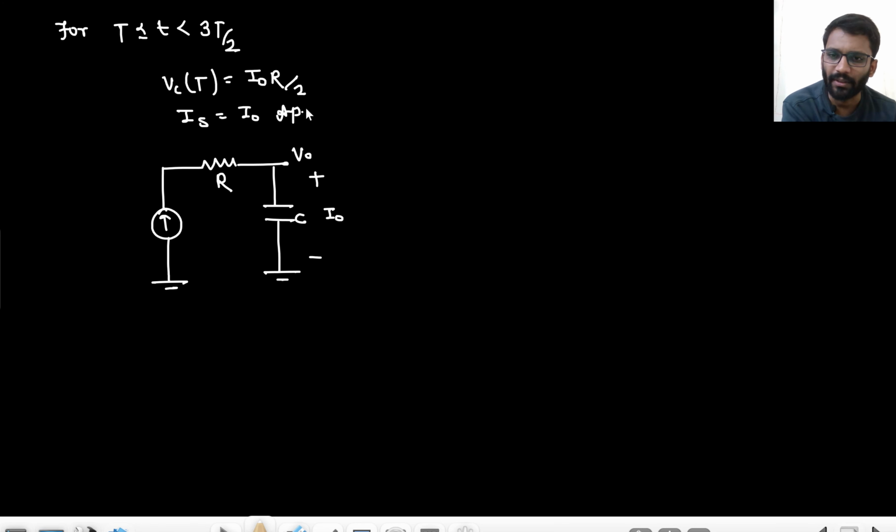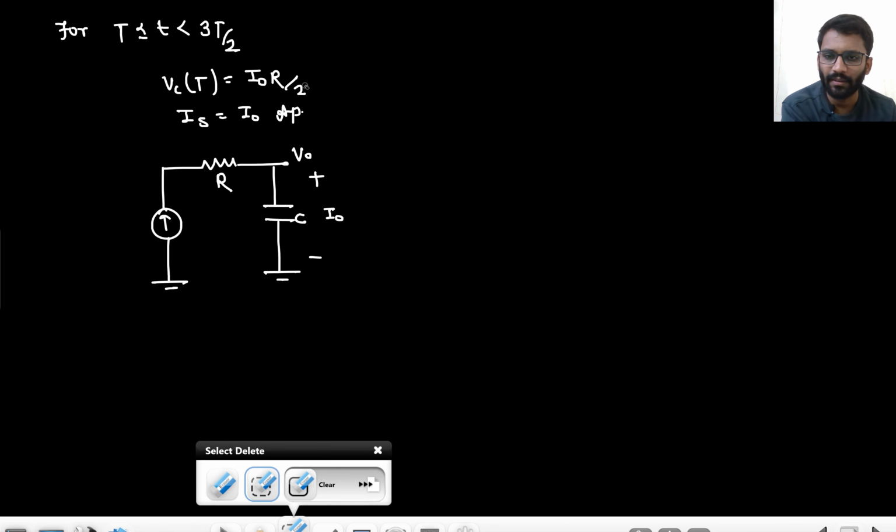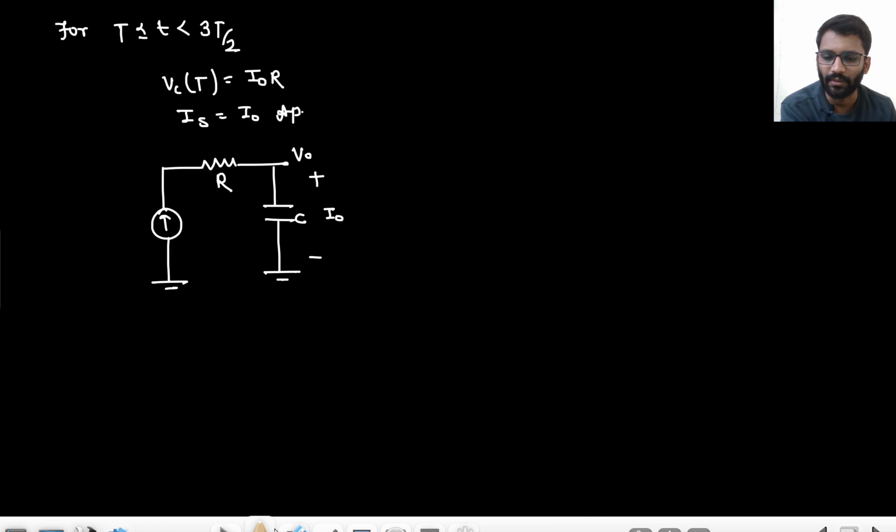Sorry, it is not I naught R by 2, it is I naught R by 2. It is I naught R by 2. This is already I naught R by 2. Now again, this same current is flowing through the capacitor. So again the capacitor will charge. I naught current is flowing through the capacitor, so the capacitor will charge.